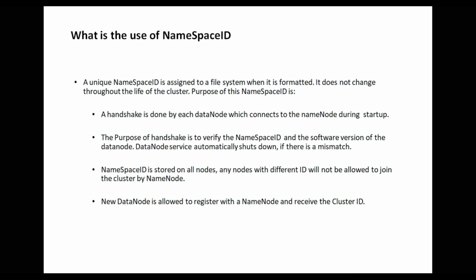For example, if we have 100 data nodes and one name node, and one data node has a different namespace ID, and you try to join that data node into the cluster, the name node will not allow it, since that data node's namespace ID is different from the name node's. A new data node is allowed to register with the name node and receive the cluster ID. Then only it will be allowed.